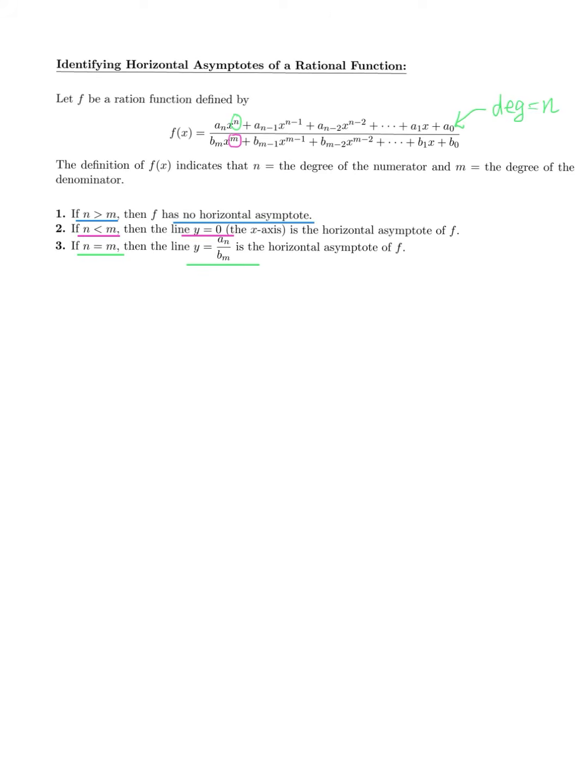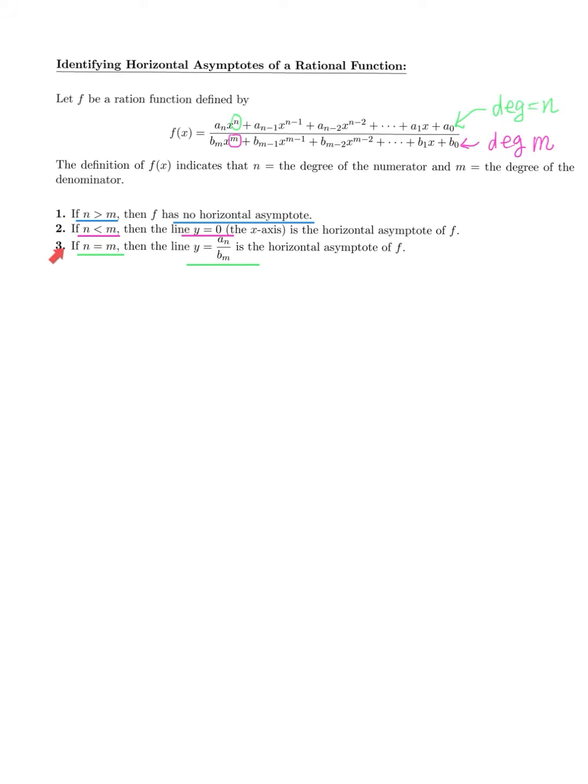I don't know, can you see that okay? I'm so sorry. So here the point is that the denominator has degree m. Okay, so keep that in mind and let's read this. It says the definition of f of x indicates that n equals the degree of the numerator and m equals the degree of the denominator. That's exactly what I just mentioned.